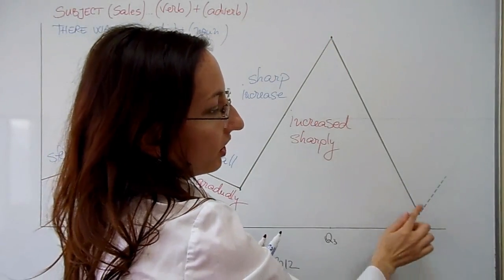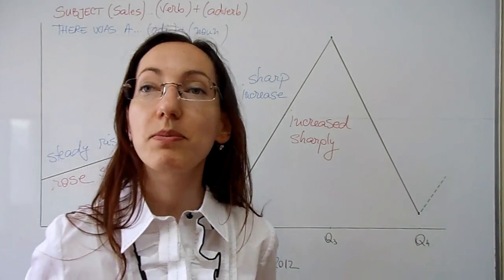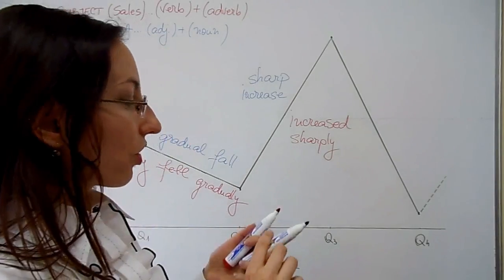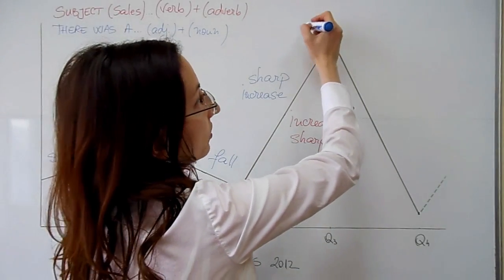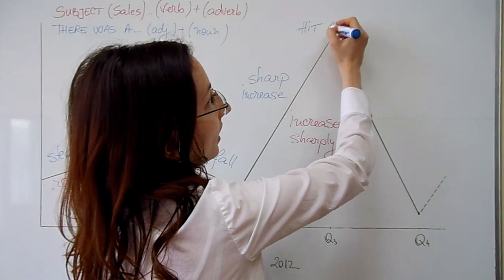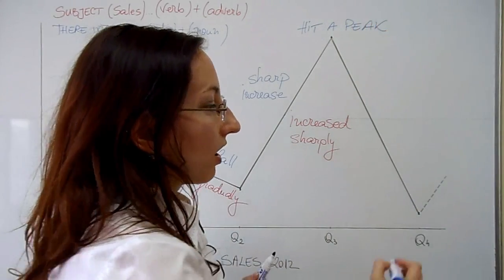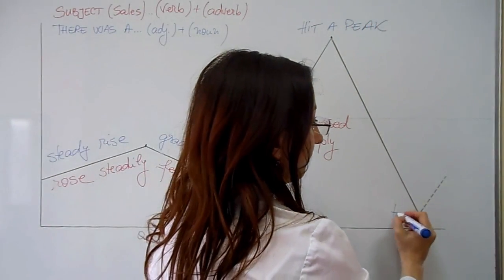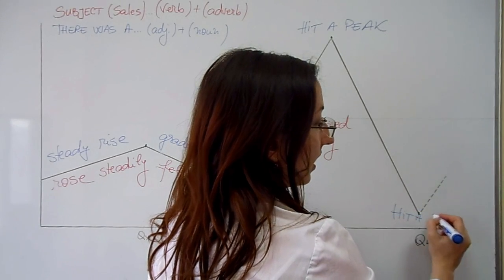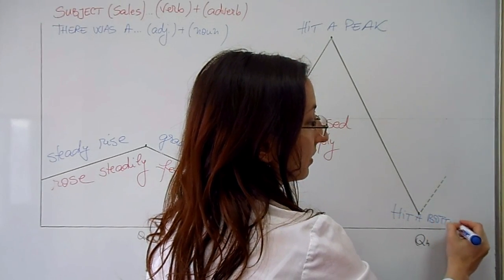Now, if we take a closer look at this graph, we can see that we have a high point here and a low point here, and they have to be marked linguistically. So, we can use an expression like hit a peak, sales hit a peak. In contrast, sales hit a bottom.